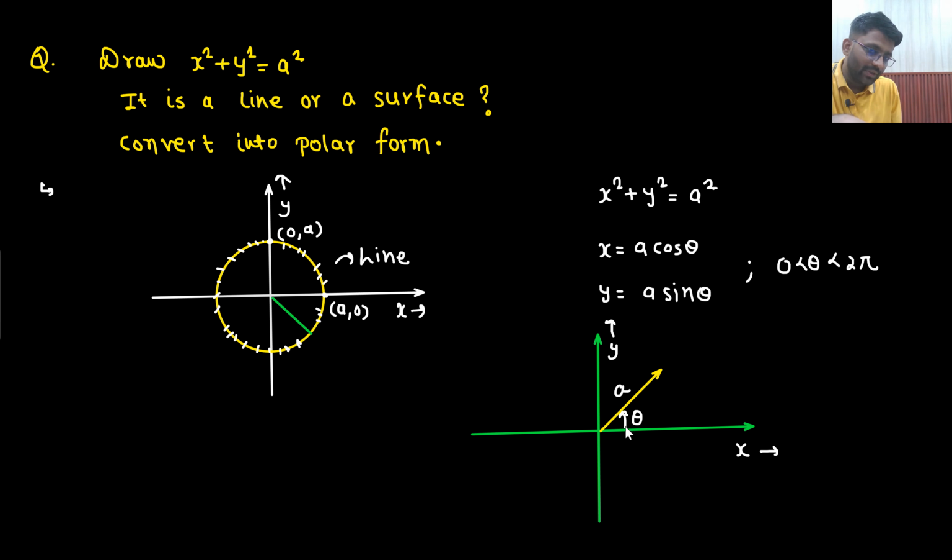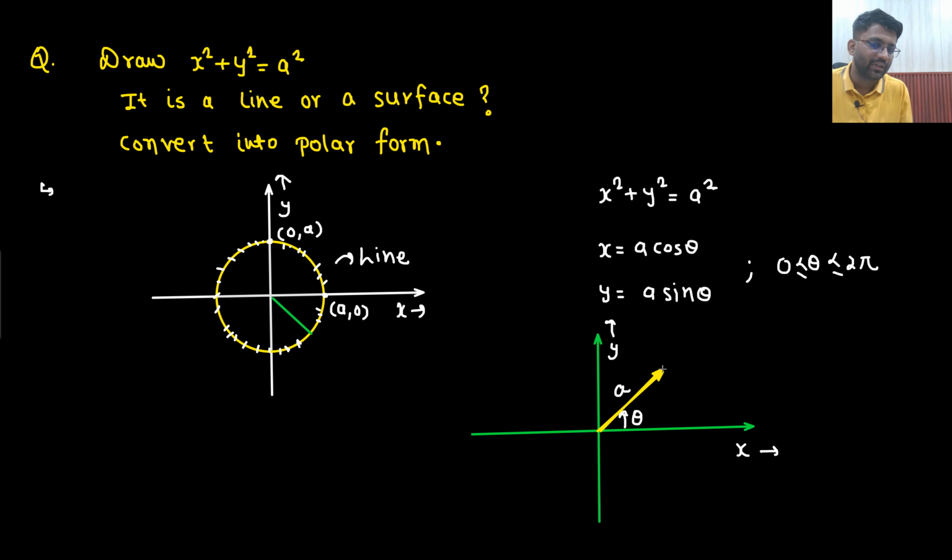And if theta goes from 0 to 2 pi, where will be theta equals 0? This will be your theta equals 0. This will be theta equals 45 degrees. This will be 90 degrees, 135, 180, then 225, then 270, then 315, then 360. So if I cover the complete angle, what will I end up making? I will end up making this circle.